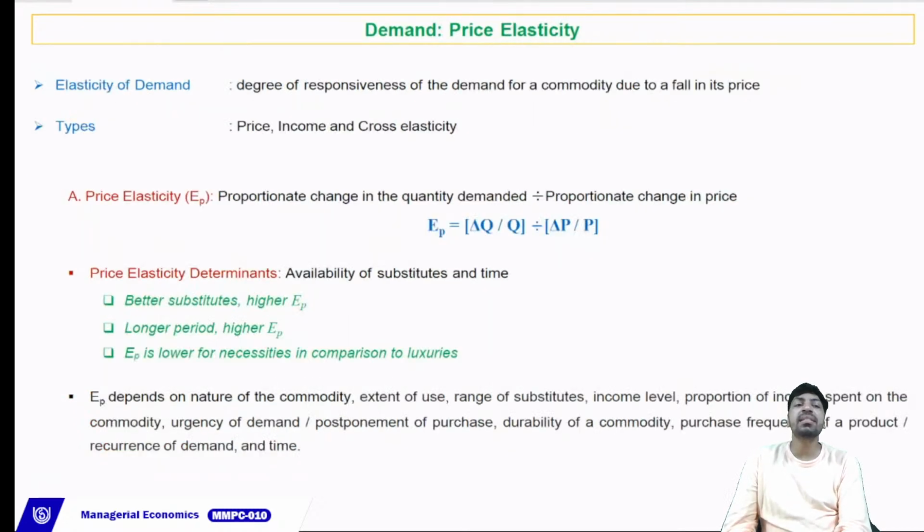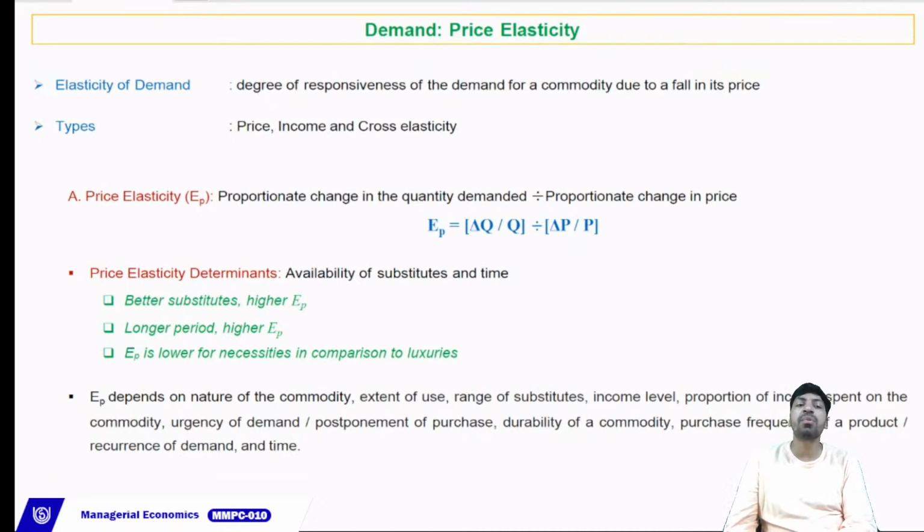The next concept is elasticity of demand. Elasticity of demand is the rate of responsiveness, how the demand would increase or decrease due to a change in price, and that's called elasticity. Elasticity is a magnitude of how the demand responds to changes in prices. There are three main categories of elasticity of demand: price, income, and cross elasticity.